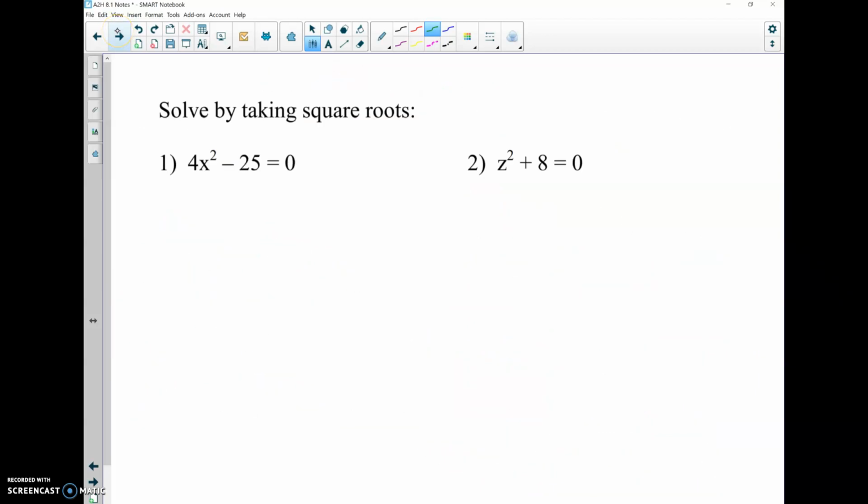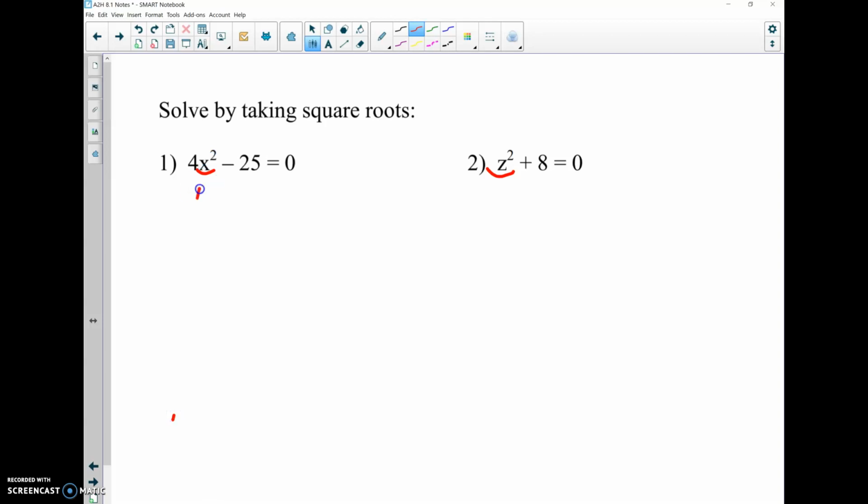All right, now we learned about square roots last chapter, so we're going to use them to solve these equations here. If you only have one term that has a variable and it's squared, isolate that variable and solve by taking the inverse of something squared, which is the square root. So number 1, write this down.